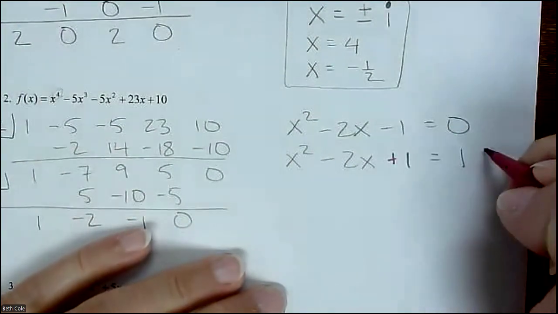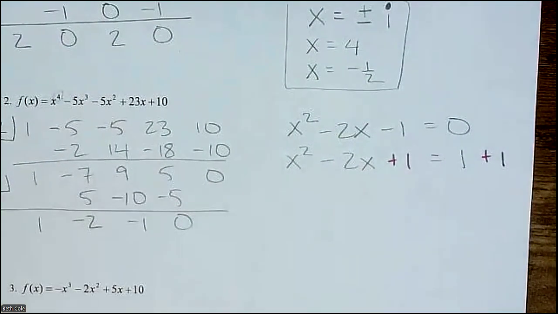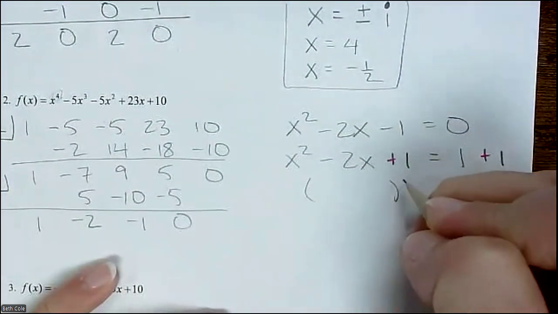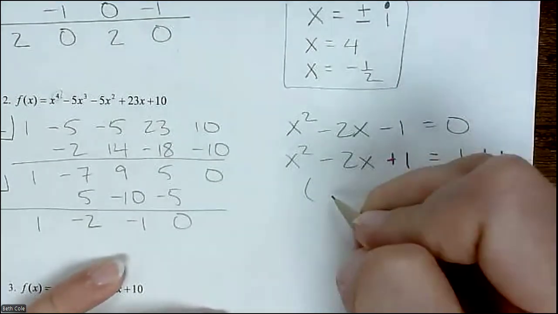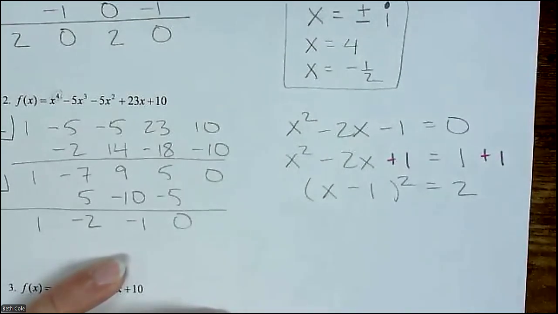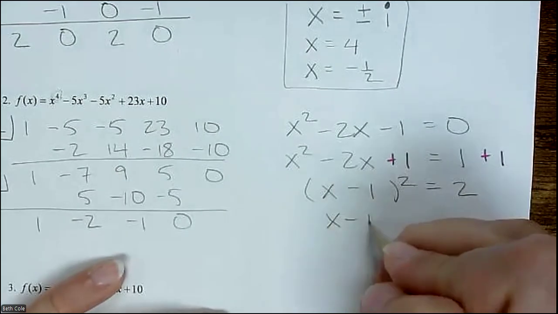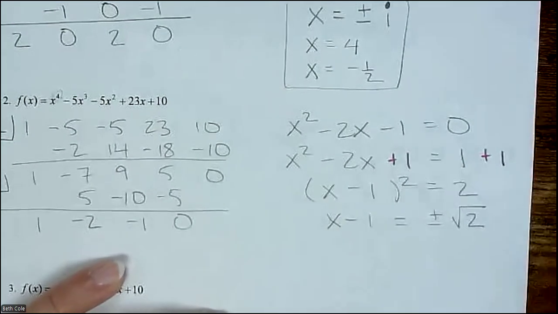So we are going to add 1 to both sides. That'll give us something squared equals 2. And in the blank, we're going to have x minus 1. And then again, just keep going. Just don't stop. Just keep on going. We're going to square root both sides. So plus and minus square root of 2.